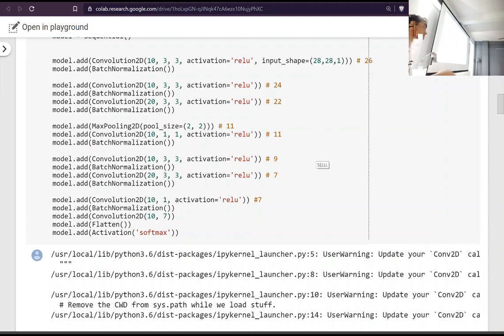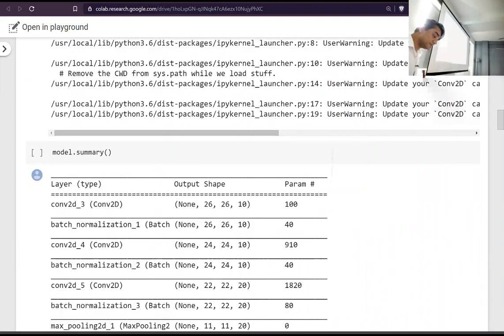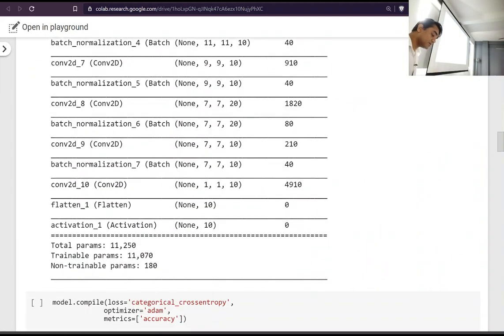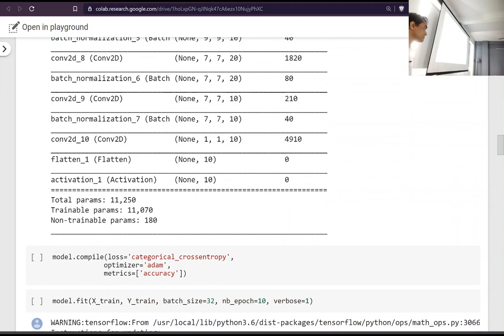Now, MNIST is a very easy, very simple data set. The effects of batch normalization are not going to be really evident here. But the moment you go for a complicated data set like CIFAR or ImageNet, the changes are going to be drastic. Now, if I see this model, first of all, my parameters have increased. I now have 11,000 parameters compared to the 10,000 I had earlier. So batch normalization is going to add its own parameters. And now you see these two things: trainable parameters and non-trainable parameters.